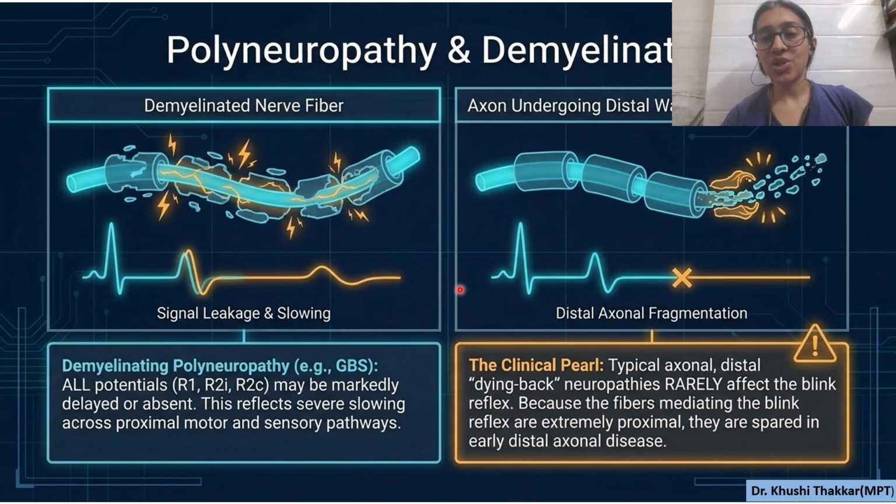In axonal lesions, we know that since the axon is affected, there is going to be degeneration and regeneration. But we also know that this happens more in the distal areas. And we also know that the blink reflex is mediated mainly by the proximal pathways of the facial nerve and the trigeminal nerve. So these neuropathies actually rarely affect the blink reflex because they are mediating the proximal part, and they are spared in early distal axonal lesion diseases.